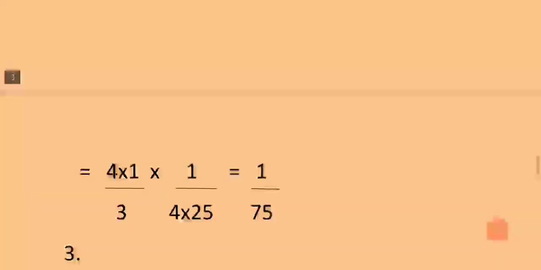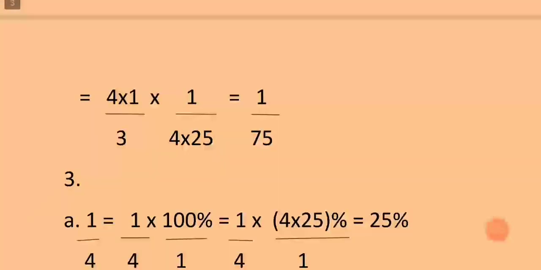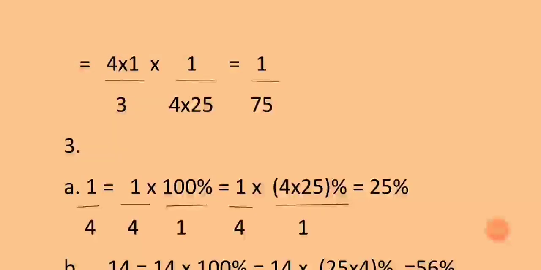So that at the numerator, I will be left with 1 times 1, which is equal to 1. And at the denominator, I will be left with 3 times 25, which is equal to 75. So the lowest term, the lowest fraction I have for one whole number 1 over 3%, is 1 over 75.